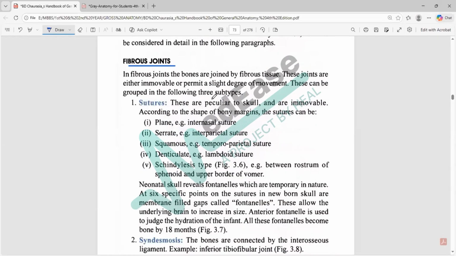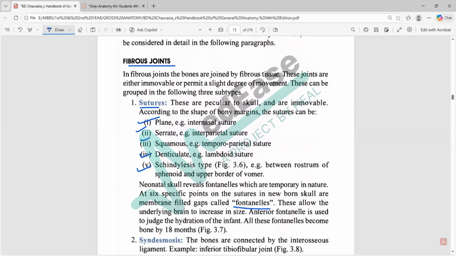Now we move to the fibrous joints. We have already discussed the sutures, which are specifically located in the skull, and further they are divided according to the basis of appearance. These are not so important, but let us just remember the names: we have the plane, serrate, squamous, denticulate, and schindylesis. Remember, in the fetus, the sutures are not completely joined with each other. There will be some gaps, which we call the fontanelles mainly.